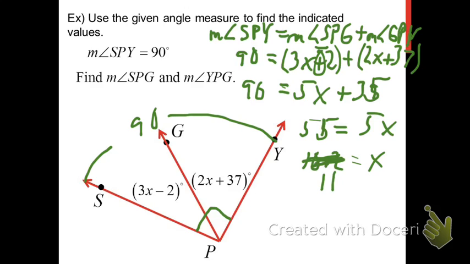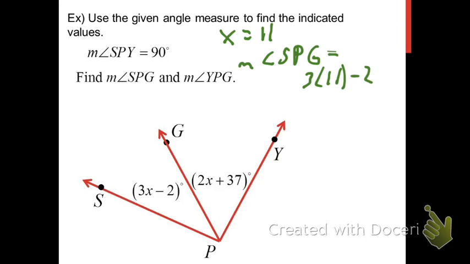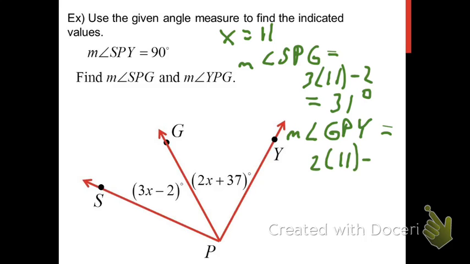Okay, now once we have found the value of x, then you can go ahead and find the measures of angles SPG and YPG. The measure of angle SPG would be 3 times 11 minus 2, which is 33 minus 2, or 31 degrees. And then the measure of angle GPY is going to equal 2 times 11 plus 37, or 22 plus 37, 59 degrees. And then just to check our answer, 31 plus 59 is equal to 90, so our answer checks out. Good job if you got 31 degrees and 59 degrees for your answers.